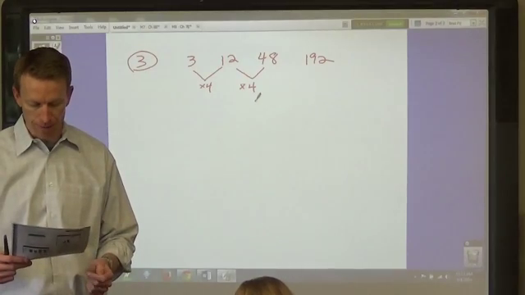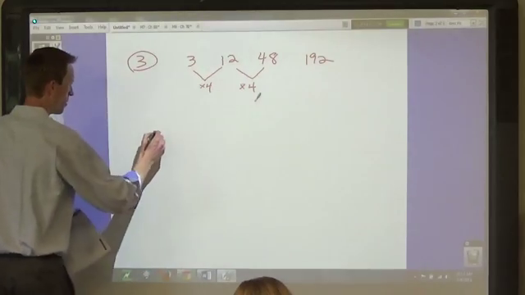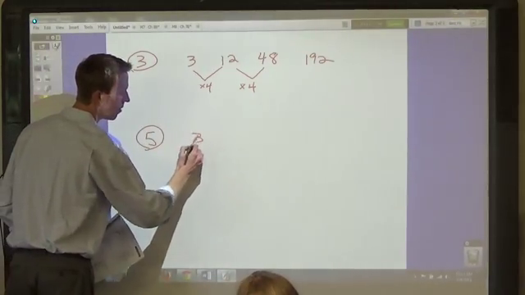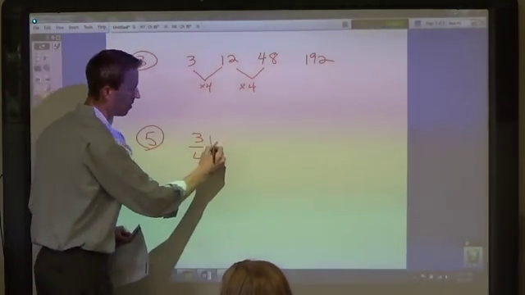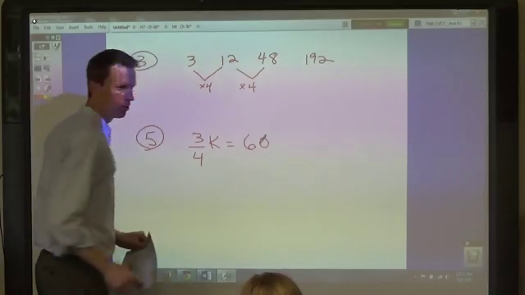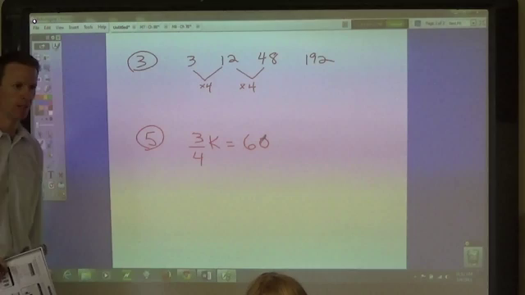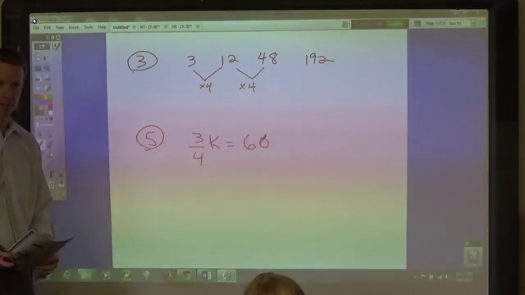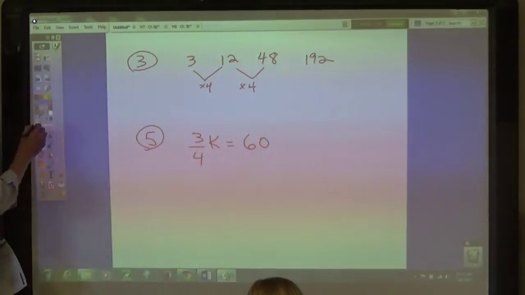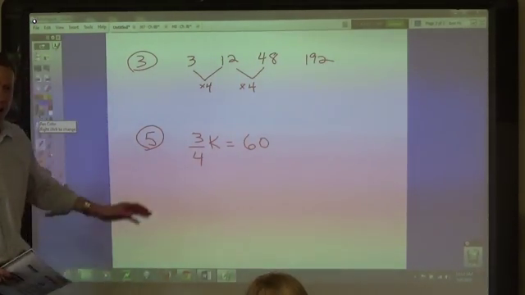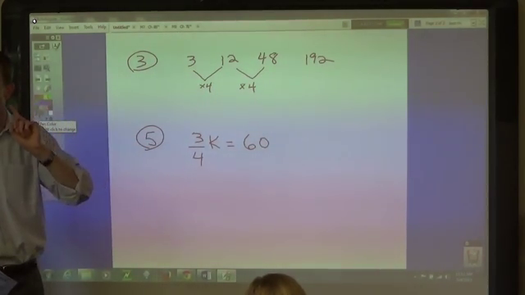Number 5, which is the value of the variable k? How do you solve an equation like this, where you have a fraction times a number is equal to a number? We have to get rid of this fraction, right? We have to make this 1k. What do you multiply by with a fraction to get 1? What is that number called?